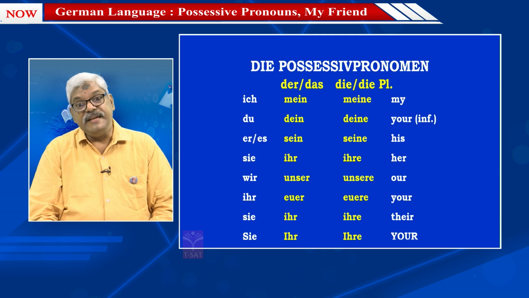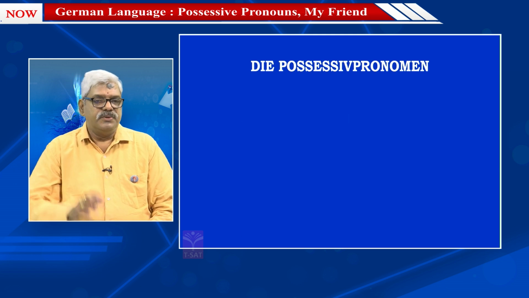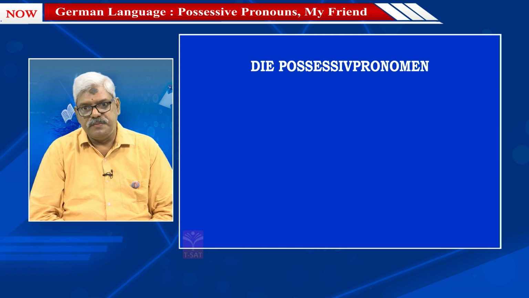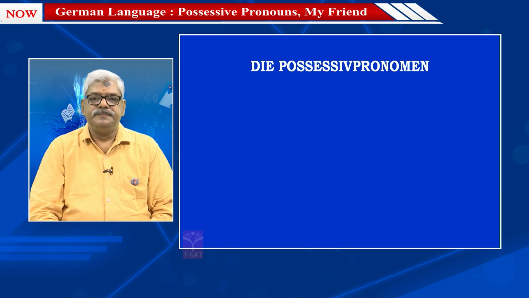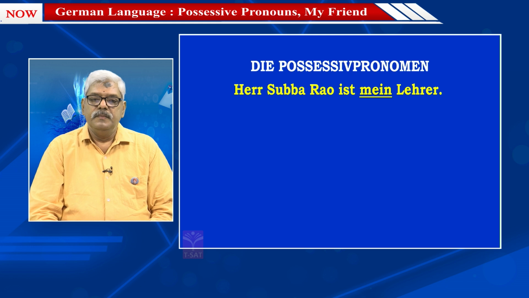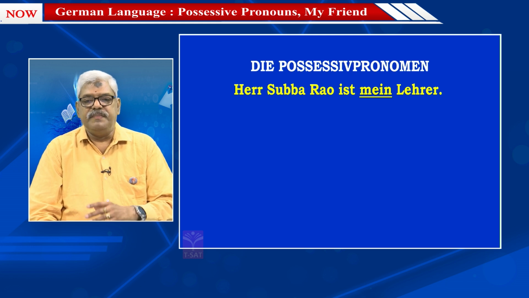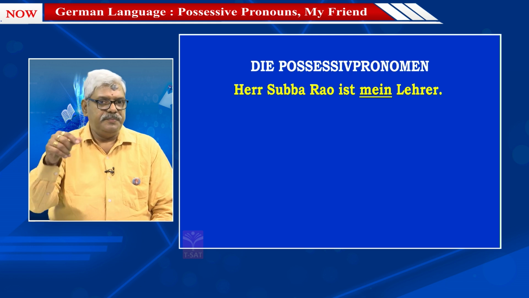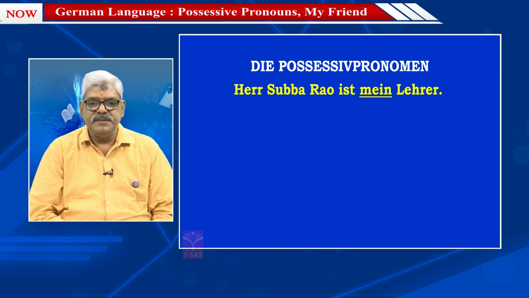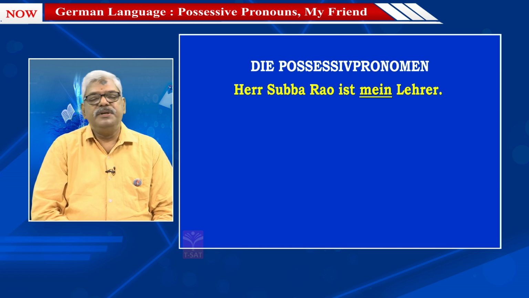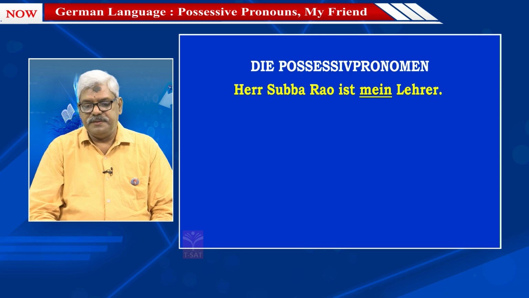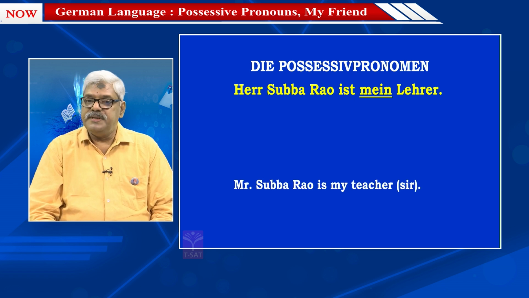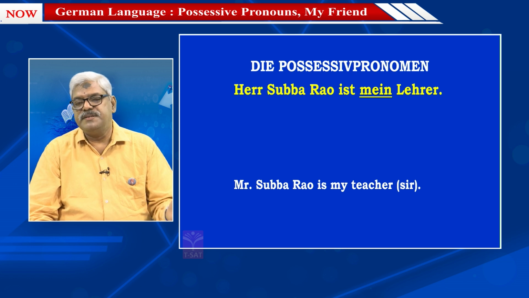Let us see some sentences with these, so that you would understand the context better. So I have chosen some sentences, one by one, let us see. Herr Subba Rao ist mein Lehrer. So wherever the possessive pronouns I have taken in the examples, I have tried to underline them so that you would understand. So Herr Subba Rao ist mein Lehrer. What does this sentence mean in English? Mr. Subba Rao is my teacher or my sir.